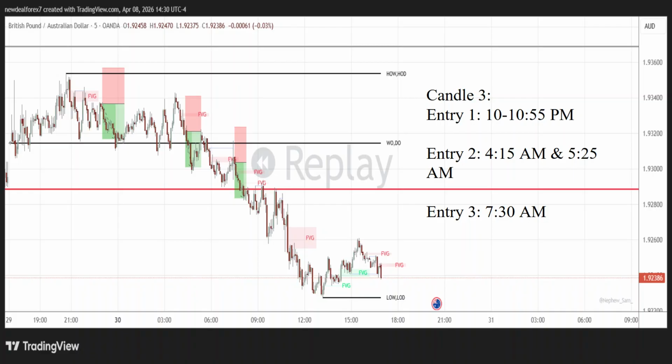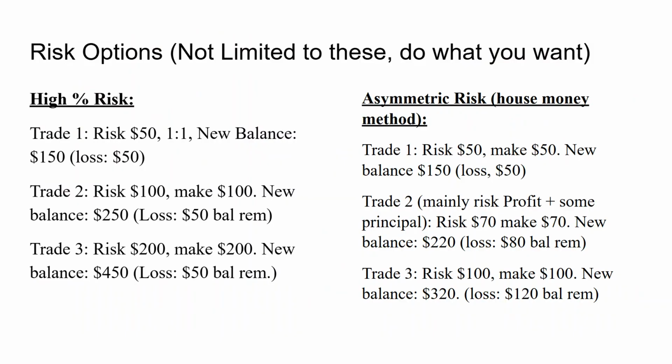So in terms of risk, let's take a look at the risk here. These are just two options. These are not all of them. These are just two suggestions that you can experiment with. The first one, the one I primarily use, is a high percentage risk. So the first trade, what you could have done out of your $100 balance is risk 50 bucks, which is half. Like I said, that's a lot.